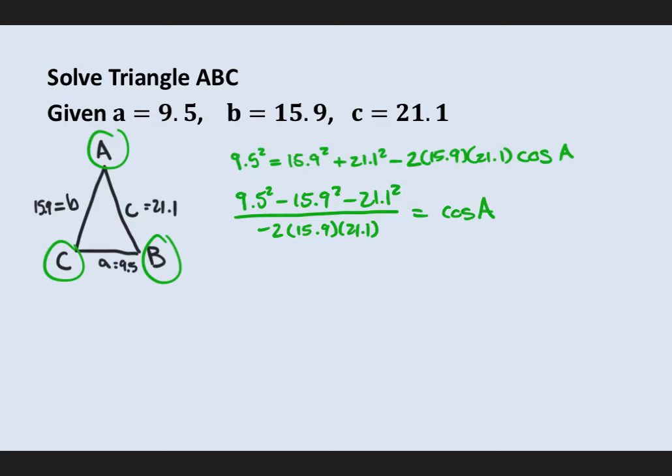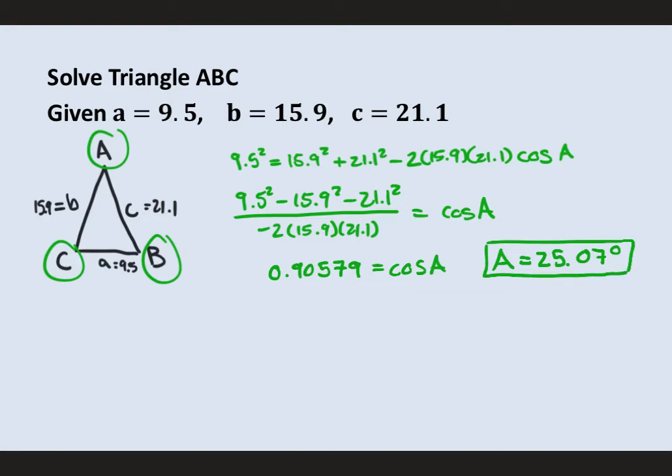So what I'll do now is plug all that into Desmos, and I get 0.90579, that's far enough, equals the cosine of A. All right, so I found my first cosine of A. I will now do the inverse cosine of that number, 0.90579, and I get that angle A equals 25.07 degrees. So I found my first angle.